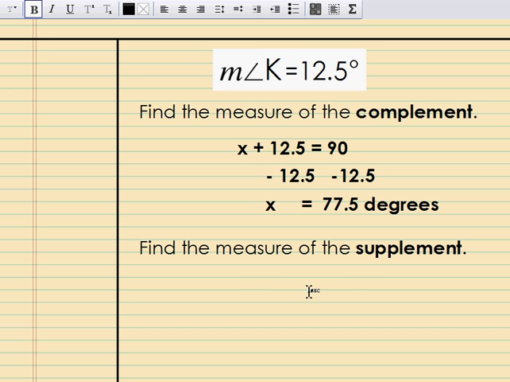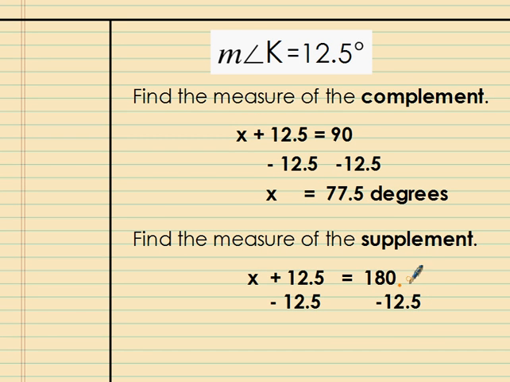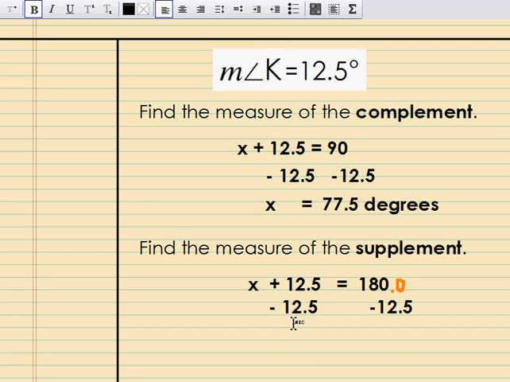The supplement adds up to 180. So we have this measure, 12.5, and the angle equals 180. And to solve this equation, we subtract 12.5 on both sides. And doing the math, remember we have to add a decimal here and add a 0. Doing the math, we get x alone. And 180 minus 12.5 is 167.5 degrees. And that's it for complementary and supplementary angles.